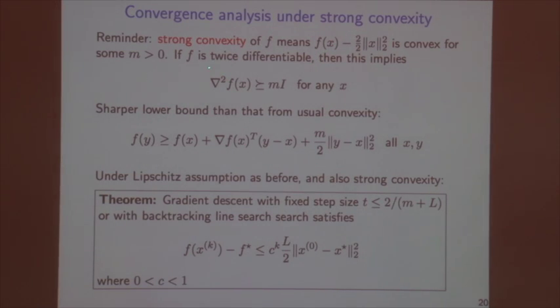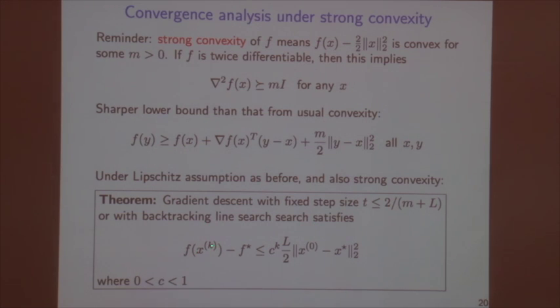Let me start again. So let's keep the same assumptions as before and add the assumption that f is also strongly convex on top of being differentiable and having Lipschitz gradient. Then you get the following theorem: gradient descent with fixed step size t not larger than 2 divided by the sum of the two constants, m and L. So L is the Lipschitz constant, and m is the constant for strong convexity. You actually get an exponentially fast decrease.